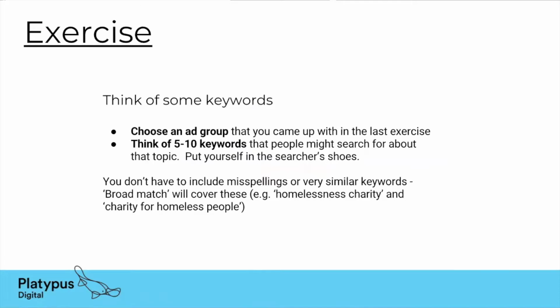Try to think of 5 to 10 that people might search for. Really try to put yourself in the searcher's shoes. You work for your charity, or you work on your charity's campaigns an awful lot. Try to put yourself in someone else's shoes, because they are looking for different types of information than what you might want to promote. So you really have to try and think from what they might be looking for. You don't have to include misspellings or very similar keywords, as we talked about. Broad match is likely to cover lots of these. So try to think of really different ones if you possibly can.